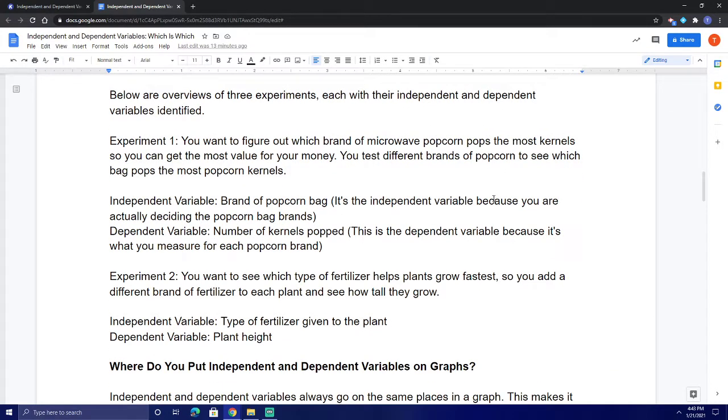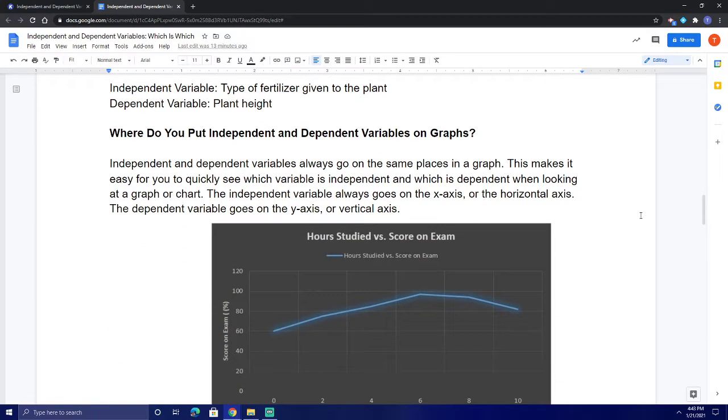In experiment 2, you want to see which type of fertilizer helps plants grow fastest. So you add a different brand of fertilizer to each plant and see how tall they grow. Here, your independent variable is the type of fertilizer given to the plants, and the dependent variable is the plant height. So where do you put independent variables and dependent variables on graphs?